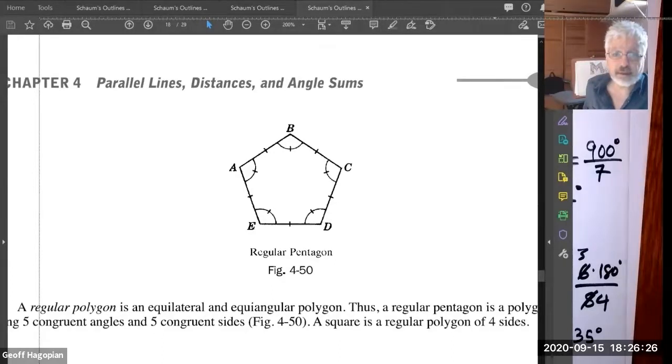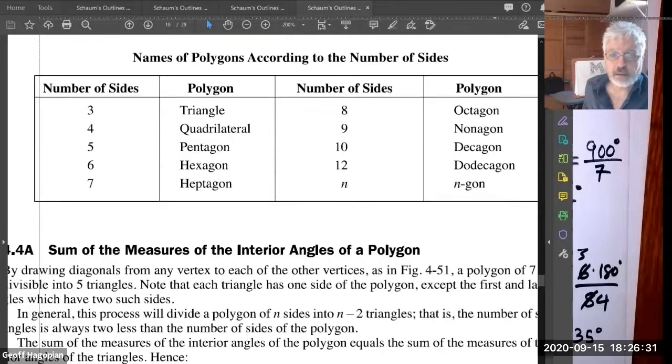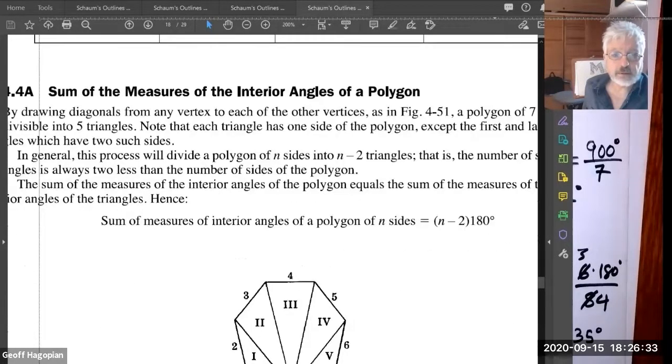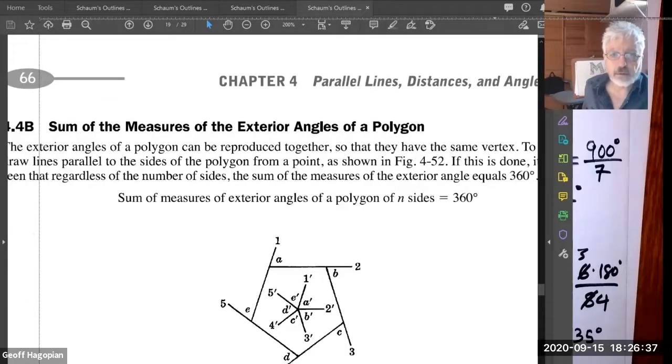Okay, so there we have the definition. And here we have the sum of the interior angles. So this is just what we were talking about. The sum of the measures of the exterior angles is also a well-known formula.